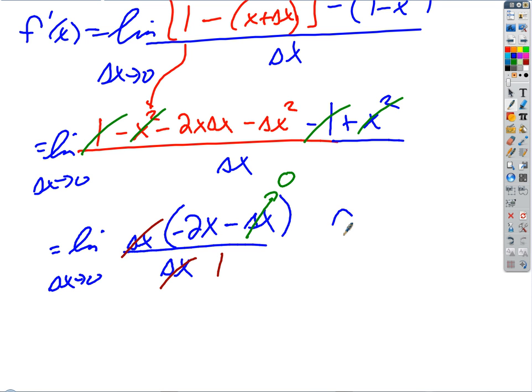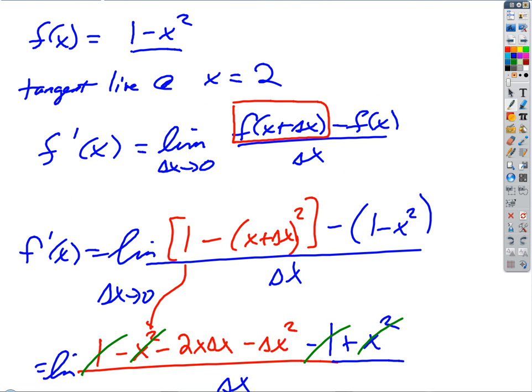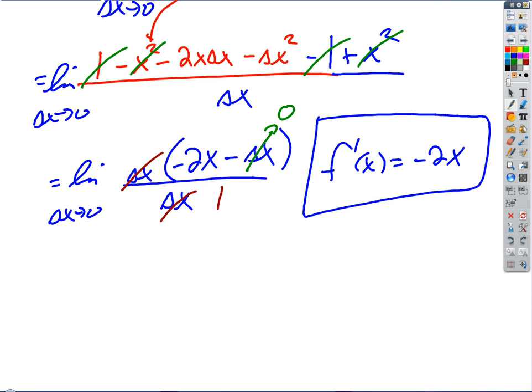So we got the derivative function, but remember our goal really was to find the equation of the tangent line at x equals 2. So what are the two ingredients for a line? Slope and a point. Let's get the point first. We're trying to find the equation of the line at x equals 2. Remember, our function was just, what was it, 1 minus x squared. So how am I going to find the y value?